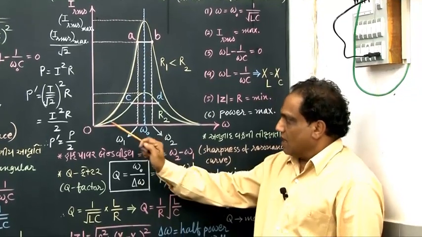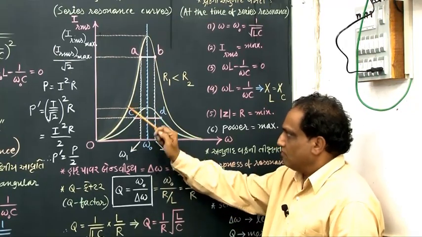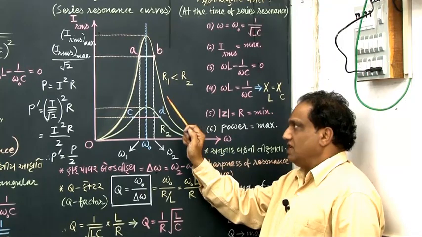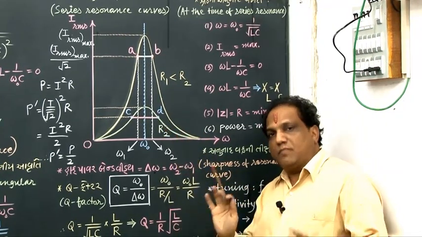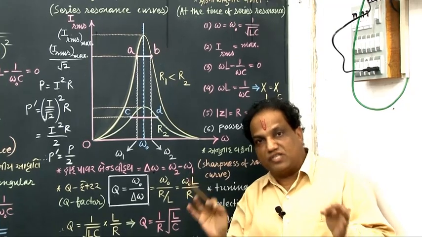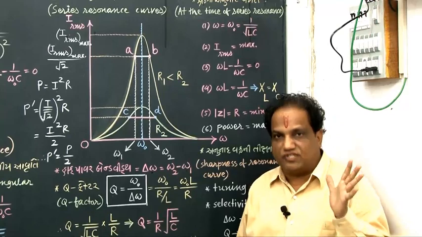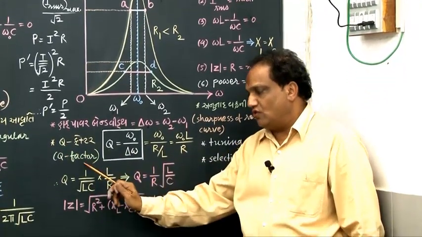And now compared to this resonance curve, this one is more sharper. Sharpness of this curve is more than sharpness of this curve, correct? But just to have measure of sharpness of resonance curve, we have defined a new physical quantity. It is called Q factor. What is it called? Q factor.